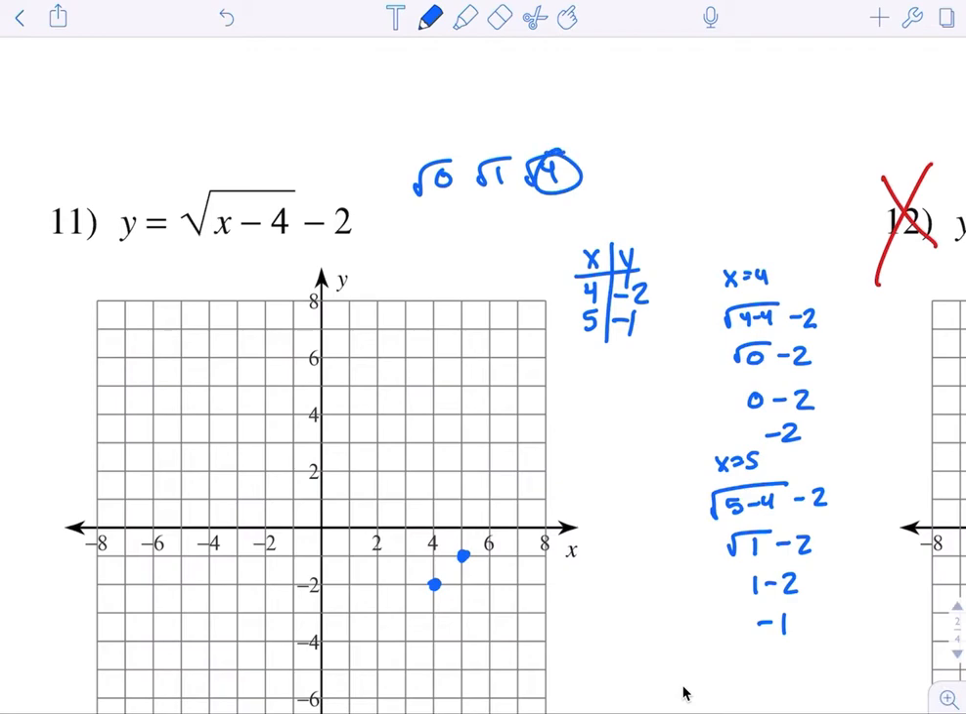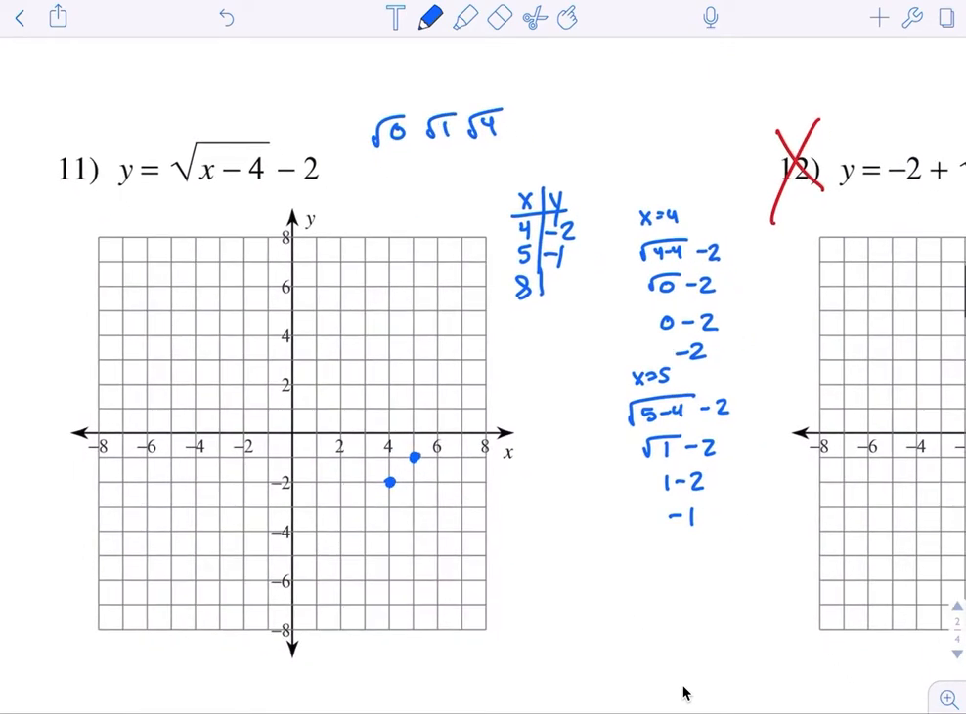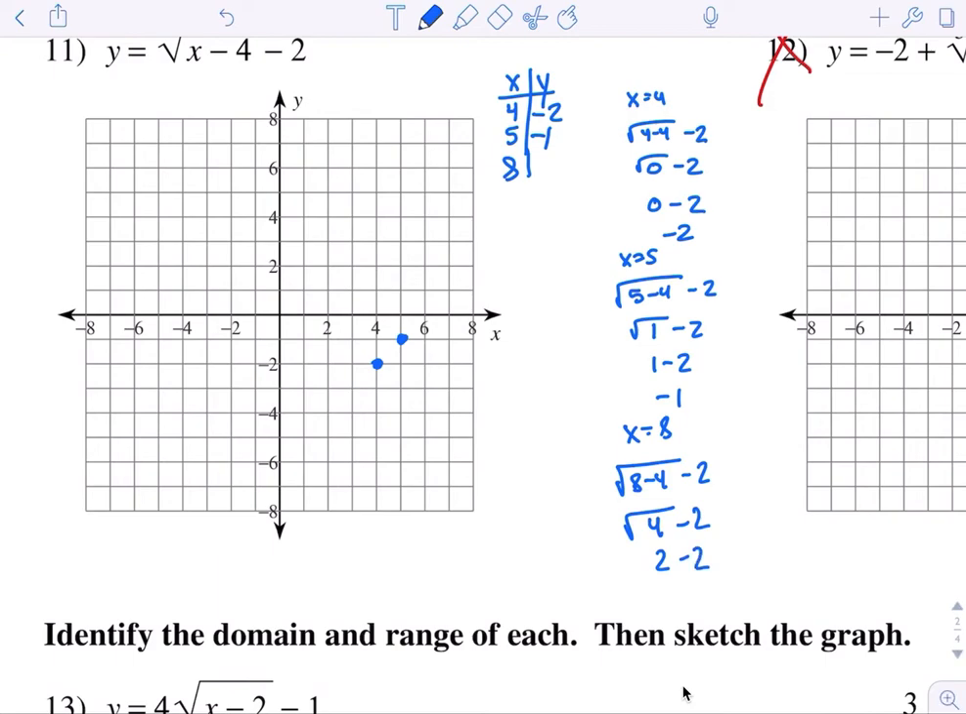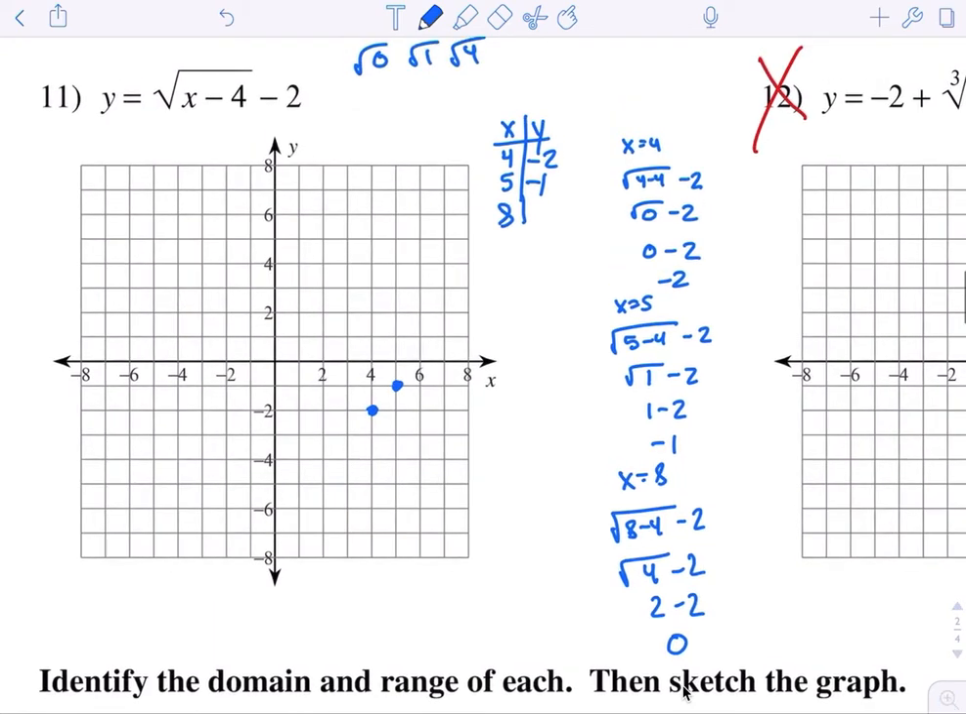And then lastly, what will give us a 4 on the inside? It would be an 8. So if x was equal to 8, substitute that into the equation. So 8 minus 4, minus 2. 8 minus 4 is 4. Square root of 4 is 2, minus 2. 2 minus 2 is 0. So our coordinate is going to be 8 comma 0. And this is what your graph is going to look like.